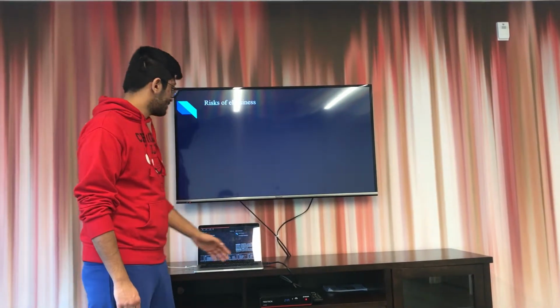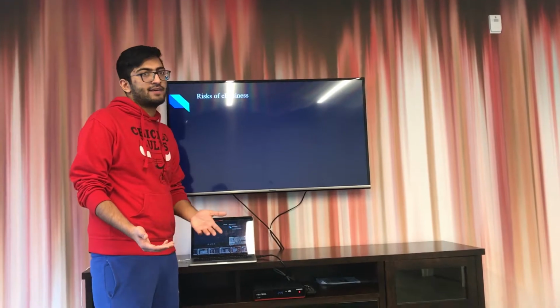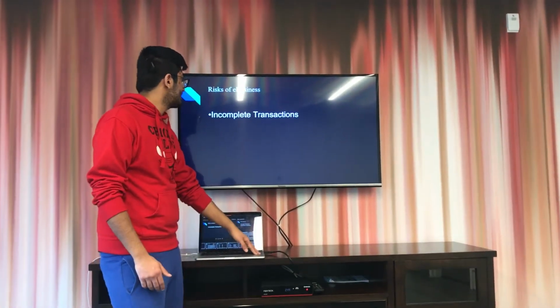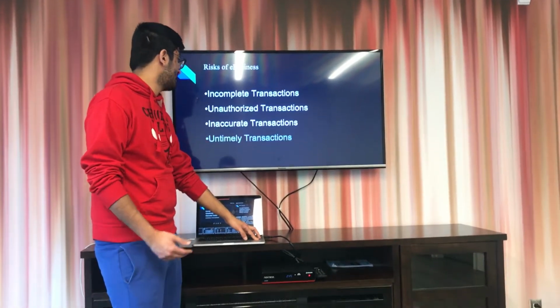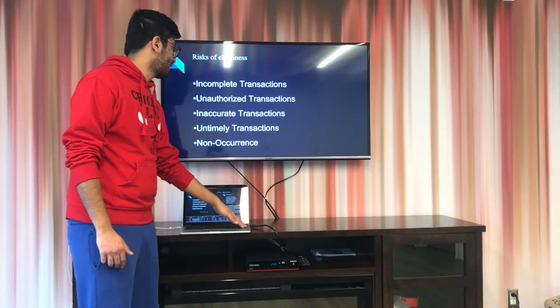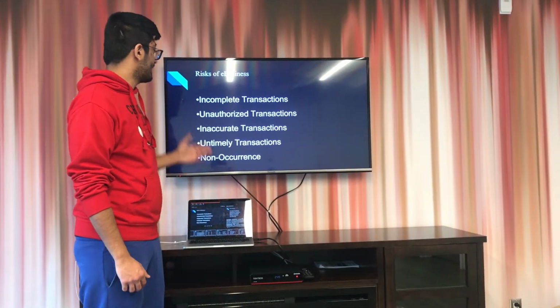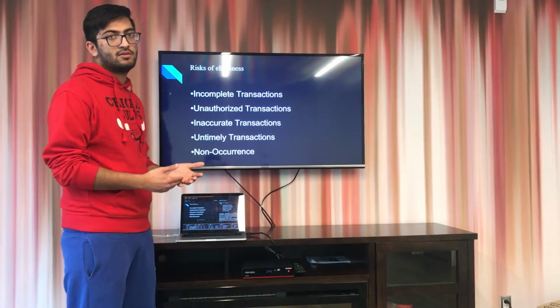Moving on, let's talk about the risks related to e-business. It basically contains 5 major risks, beginning with incomplete transactions, unauthorized transactions, inaccurate transactions, untimely transactions, and non-occurrence of transactions. So I'm going to pause here and ask you guys, what do you think about each of these risks and how would you rate them from moderate to high and low?